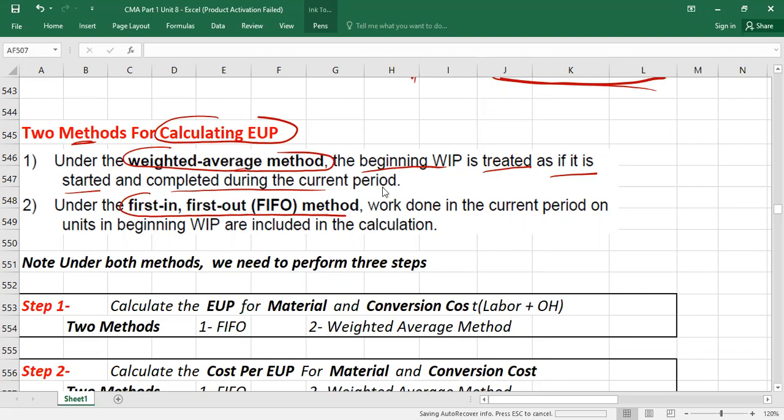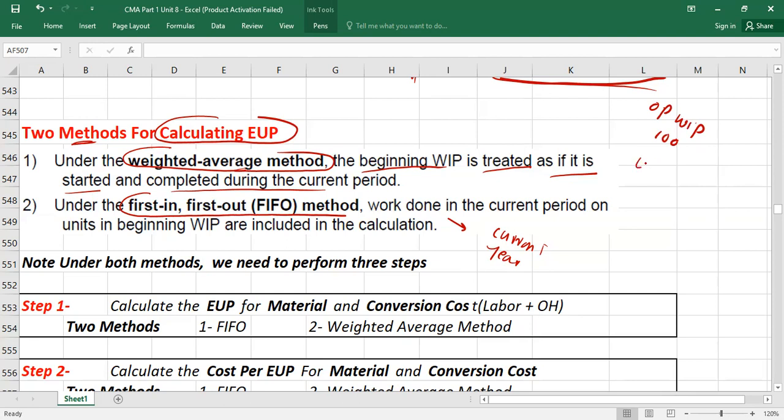And under the first in first out method, what will we assume? We have to focus only on current year work. Which work? For example, I'm just giving an example of what I mean by current year work. For example, I have opening work in process, 100 units.